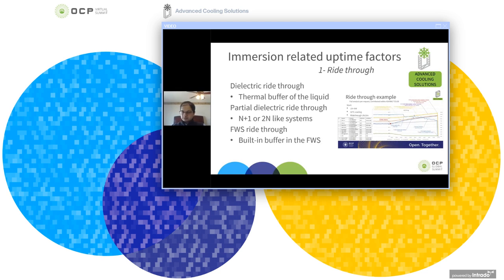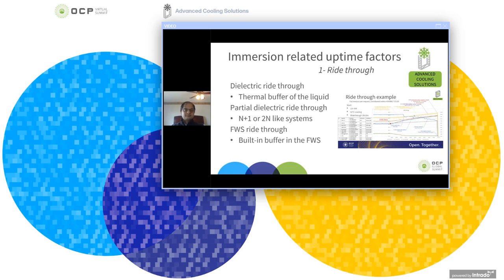So part of the new content in the immersion requirements, at least for the white paper section, is some new descriptions around a principle that's called write-through, as in the first topic of uptime factors. And before we get into details around this, there's basically three main divisions of write-through, three categories of write-through. The first one is a dielectric write-through.